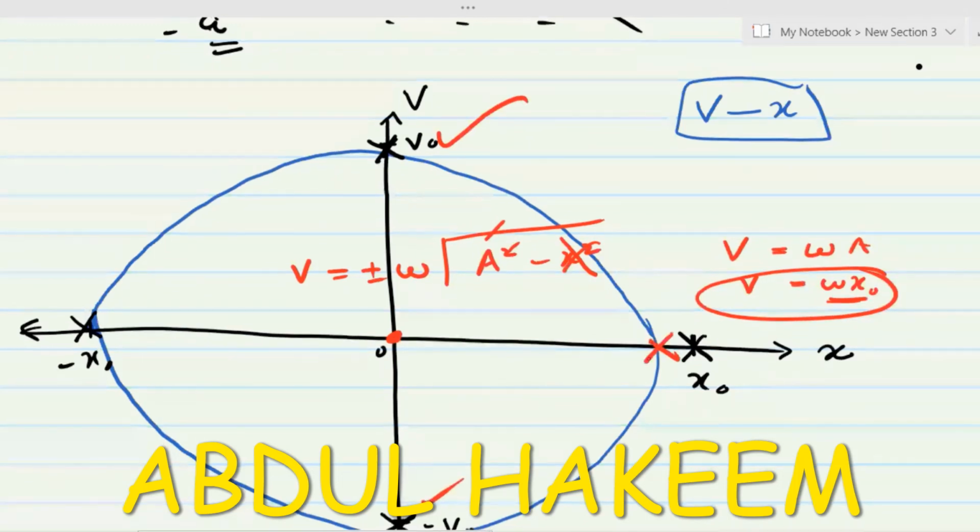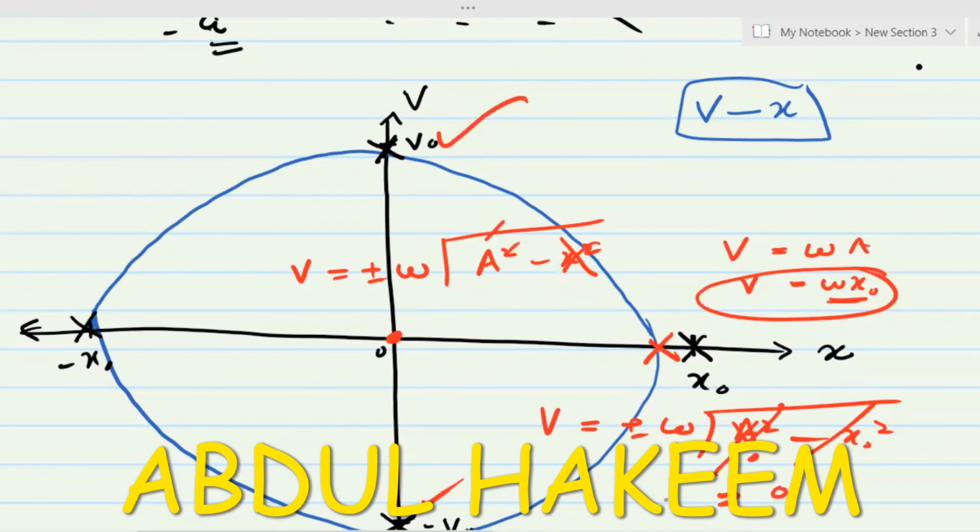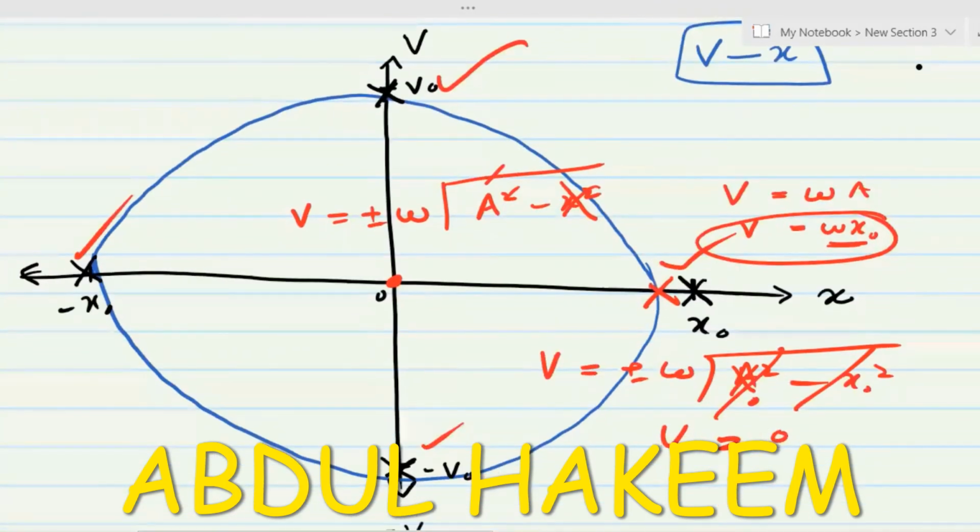But when this displacement is maximum, we will substitute V is equal to plus minus omega under root amplitude square minus maximum displacement x naught square. This is also x naught square. So cancelled, 0, velocity 0. Look, velocity 0. So it means this equation, which is V is equal to plus minus omega under root amplitude square minus x square, is the final equation for this graph.